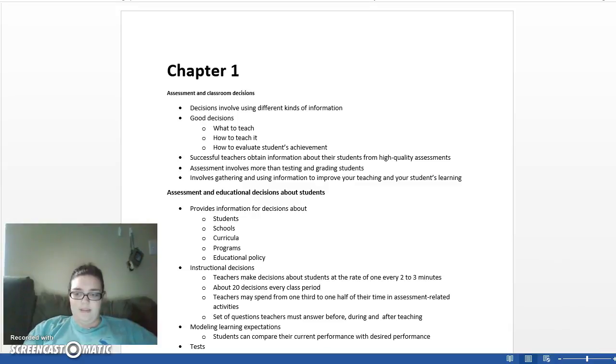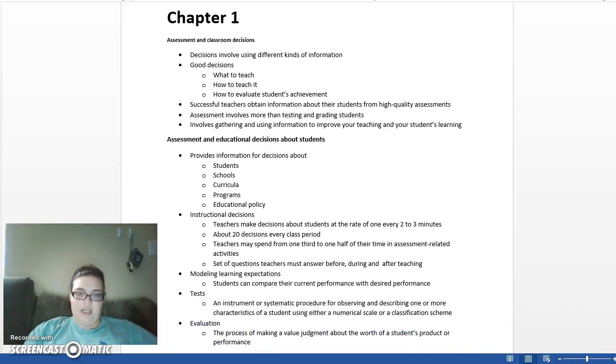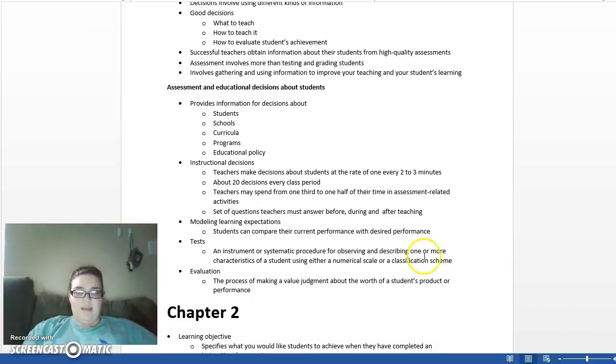So, the next subheading is assessment and educational decisions about students. It provides information for decisions about students, schools, curriculum, programs, and educational policies. Instructional decisions. Teachers make decisions about students at the rate of 1 every 2 to 3 minutes, and about 20 decisions are made every class period. So if you think about 1 decision every 2 to 3 minutes, 20 decisions a class period, you have 8 class periods a day, respectively. And then you have 5 days in a week.